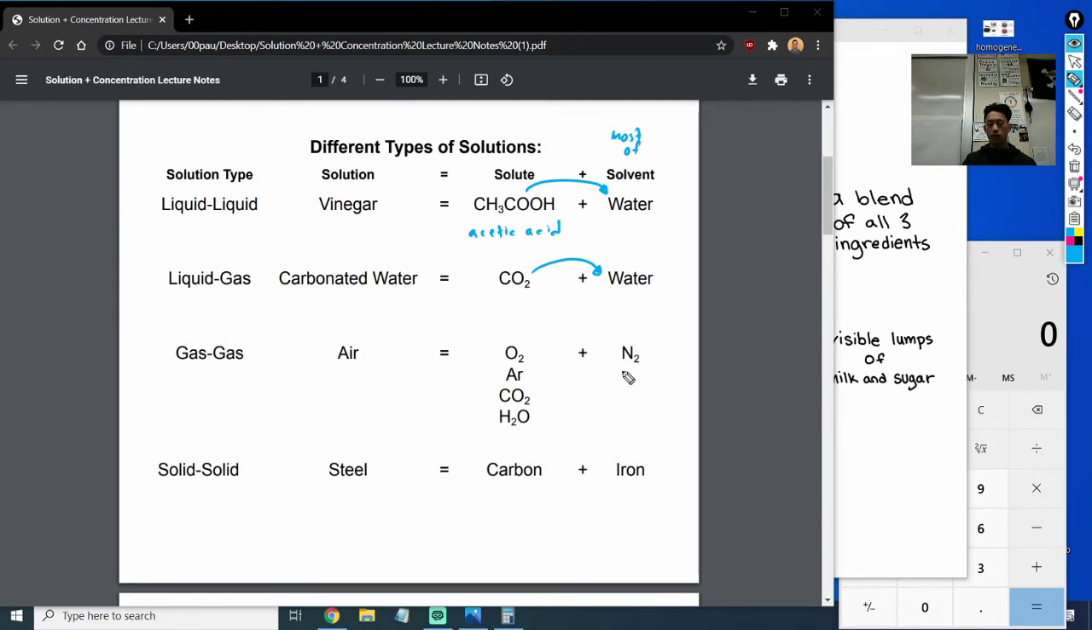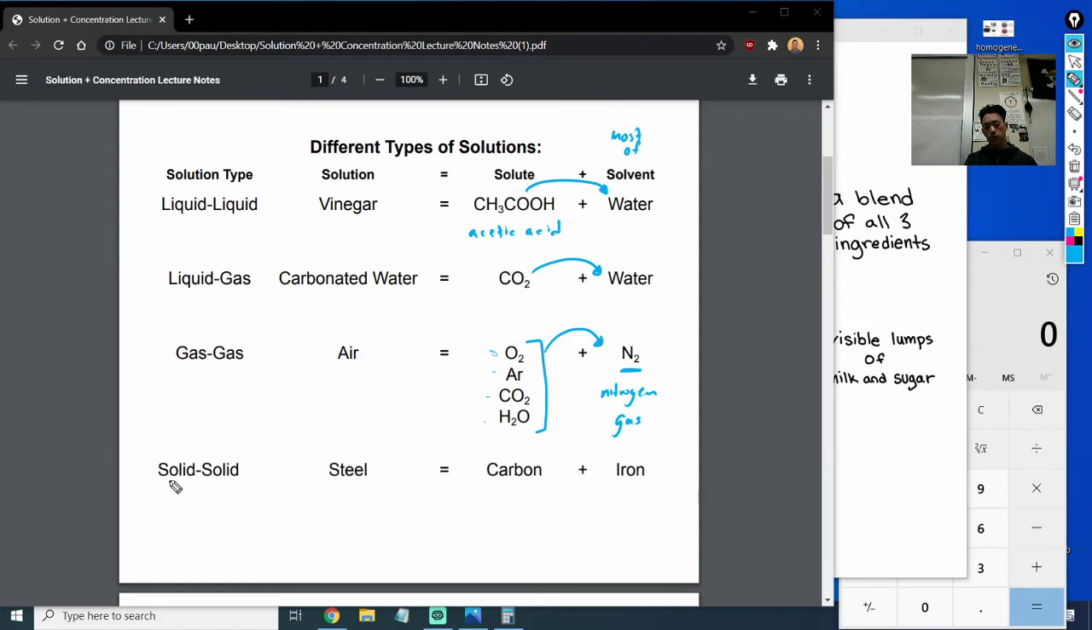So most of the air around us is made out of N2. This is nitrogen gas. I think about 70% of the air around us is nitrogen gas. But the other 30% are these other chemicals, O2, oxygen gas, argon, carbon dioxide, water vapor, and there's more. But the point is that it's mostly nitrogen gas, and that these other gases are dissolved inside of the nitrogen gas. So this is a mixture, a solution.